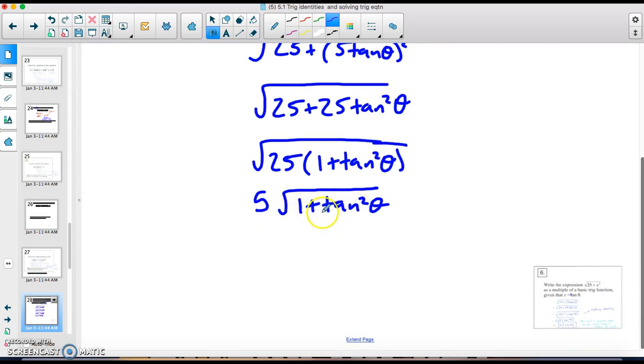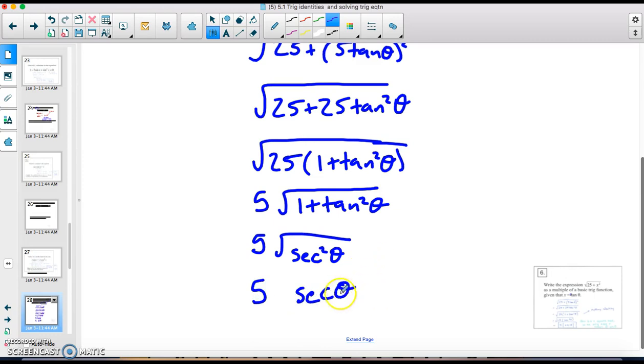1 plus tan squared theta is something we know. That is one of our identities that equals secant squared. So I can change this into secant squared theta. And now this is something I can take the square root of. So that's going to be 5 secant theta.